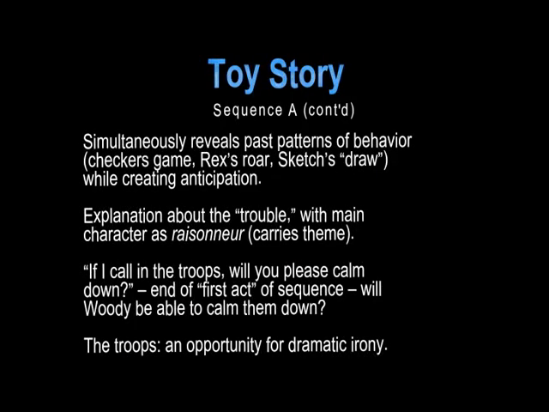Okay. Now in that, you have the establishment of the tension of the first sequence. He calls in the troops and he says, if I call in the troops, will you all calm down? So we know it's Woody's sequence. What does he want? He wants to calm them down. That's what he's been doing since he started. So the target of his desire is calming down everybody. And everything he does is aimed at that. So it's structured like a little drama. And the implied question is, is he going to calm them down or not?